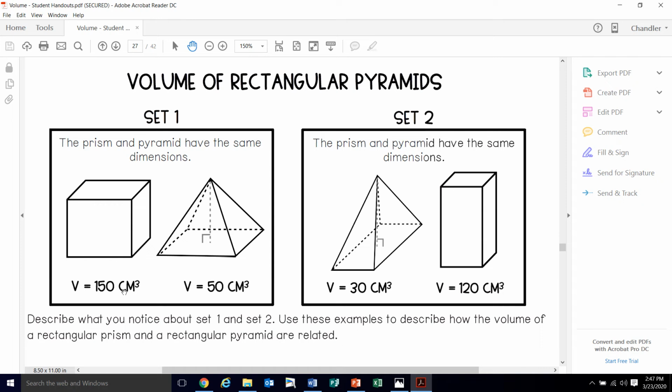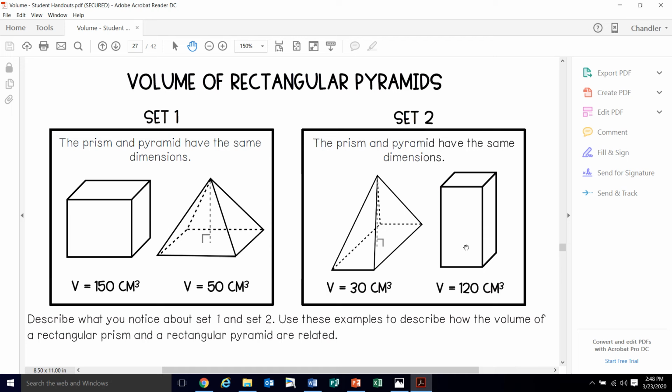I already gave you the volume of the cube: 150 centimeters cubed, and the volume of the rectangular pyramid, or the square pyramid, is 50 centimeters cubed. Well, we can see that obviously the cube is going to hold more water than the pyramid, but we want to figure out how many times more water. So we can look at that.